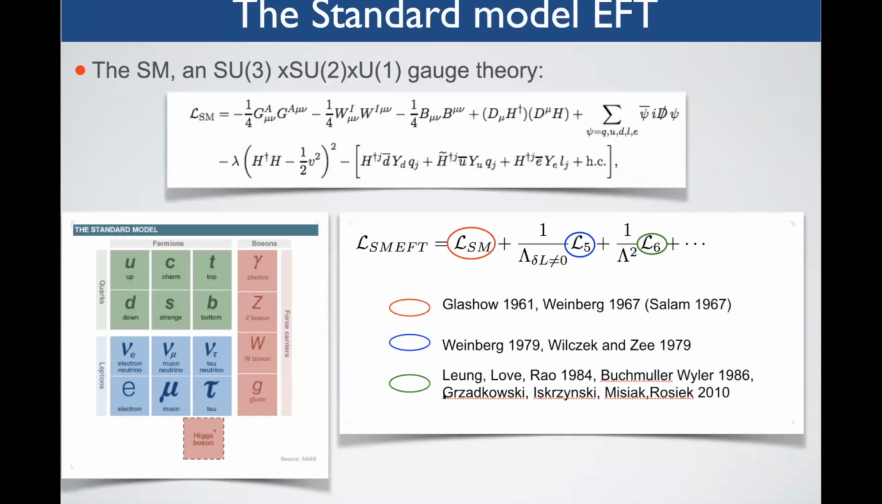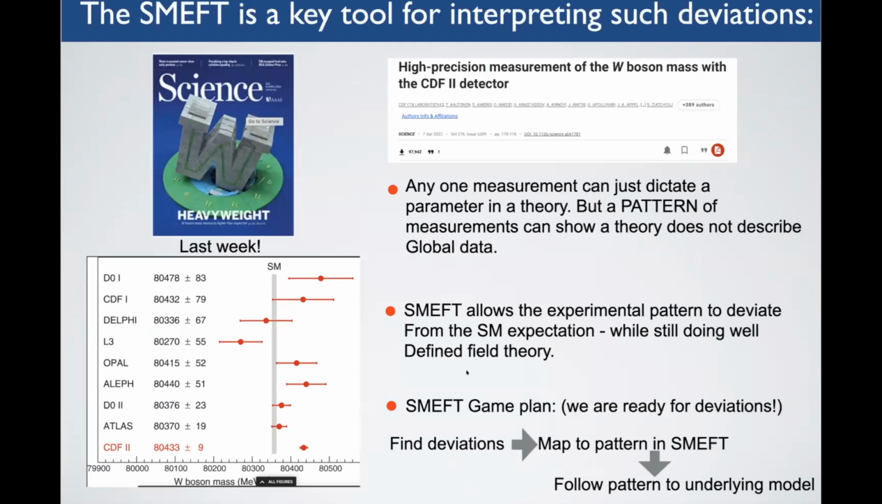Okay, so the SMEFT is a key tool to interpreting a measurement such as the one that was reported last week, if it really firms up into a real anomaly. And the reason for that, just to remind you, is that any one measurement, of course, is not going to falsify a theory. It'll just fix some parameters in the theory that are usually free parameters. But a pattern of measurements can show a theory does not describe the global data.